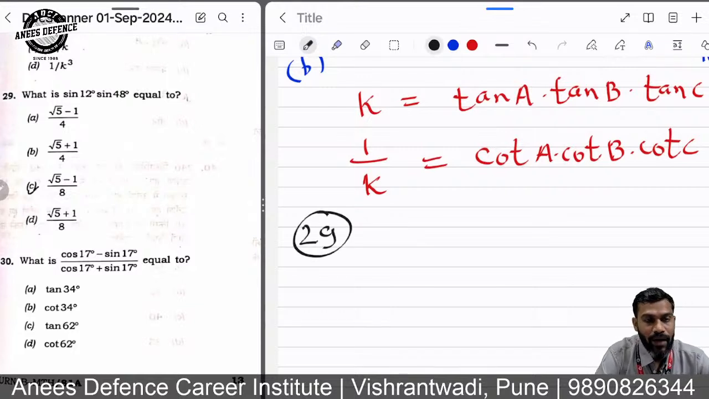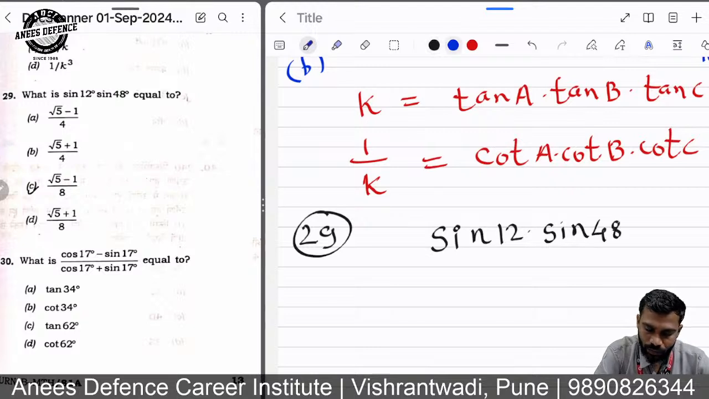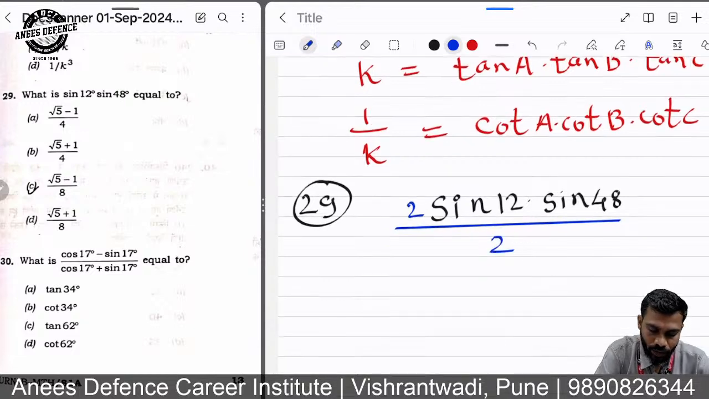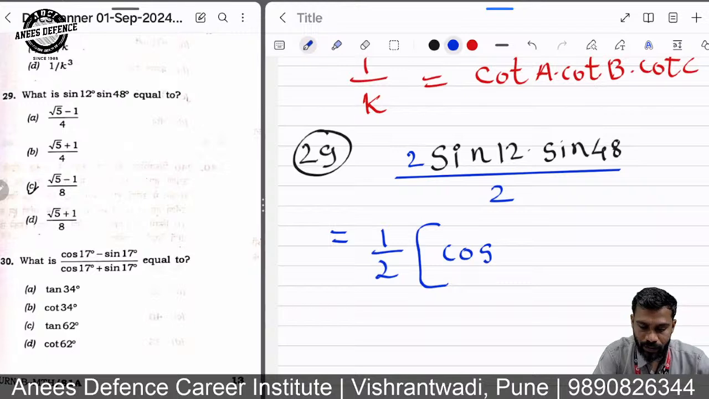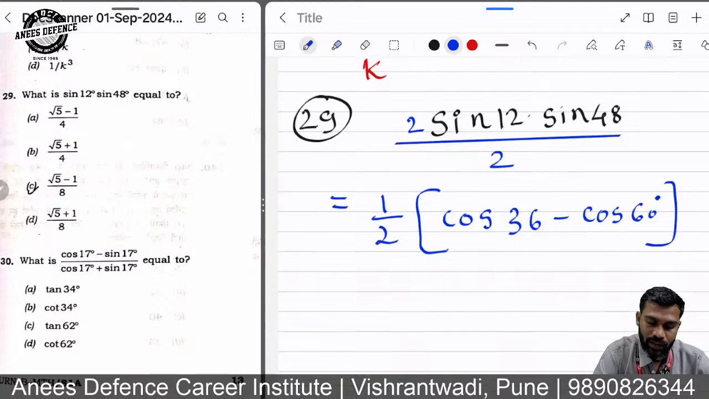What is the value of sine 12 into sine 48? Sine 12 into sine 48. So what I can do, we have to just multiply and divide by 2. So I can write this one as 2 sine A sine B over 2. And we already know the formula of 2 sine A sine B, which is cos A minus B minus cos A plus B. So cos A minus B will be 48 minus 12, 36, minus cos A plus B, 60, right? So cos 60 is half.